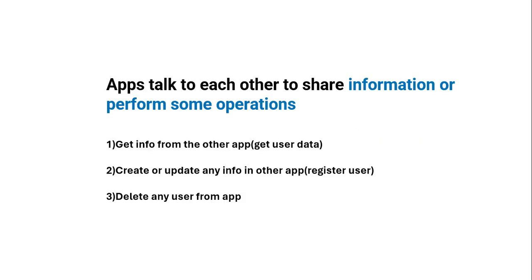So why do applications talk to each other? Basically, they talk to each other to share some information, or perform some operations. For example, they may want to get some weather data, or traffic data, or a list of all the restaurants, or they may want to create a new user in the other application, or delete any user in the application. So basically, applications talk to each other to share some information, or perform certain operations on it.